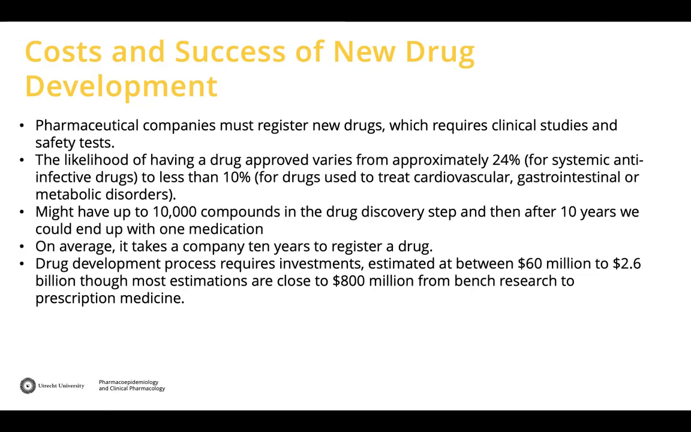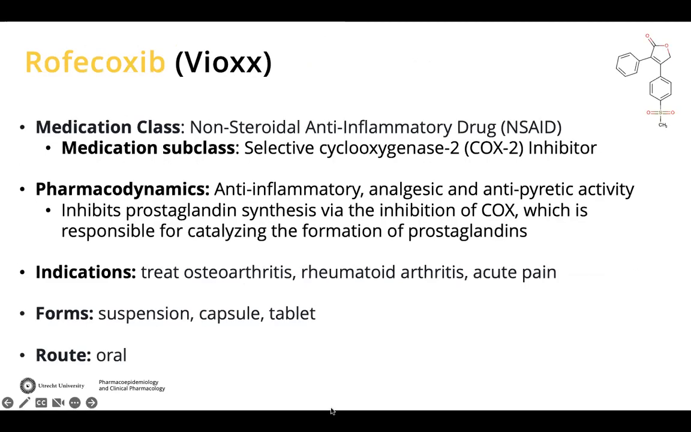So it takes a lot of time and effort from the initial screening phase to actually registering the medication and having it brought onto the market. So I'm just going to give you a quick example to put some of this into context and make what I've been saying so far a little bit more concrete. So for example, rofecoxib was a medication whose brand name was Vioxx.